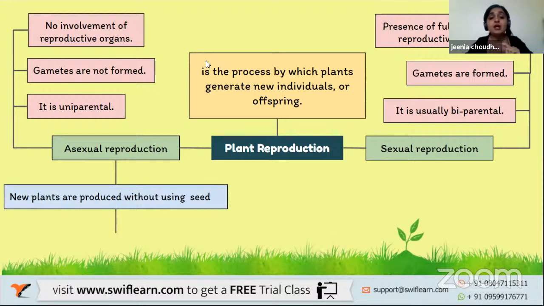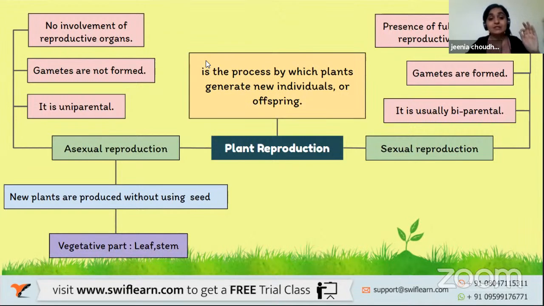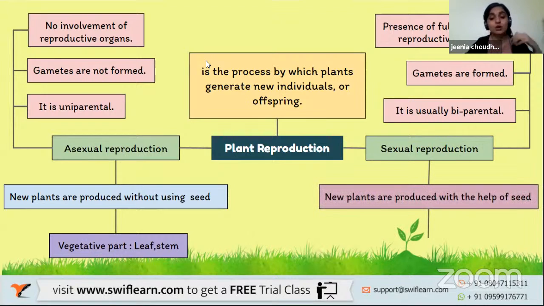If I talk about asexual reproduction, new plants are produced without using seeds. Examples are vegetative parts like a leaf or a stem. If you remember the examples where we could just cut a stem or bury a leaf, with the help of that the offspring or new individual appears. That is asexual reproduction, where seeds are not required.